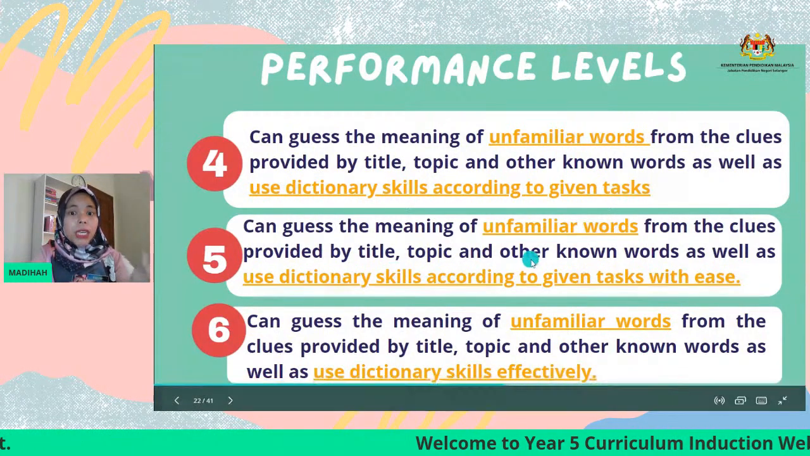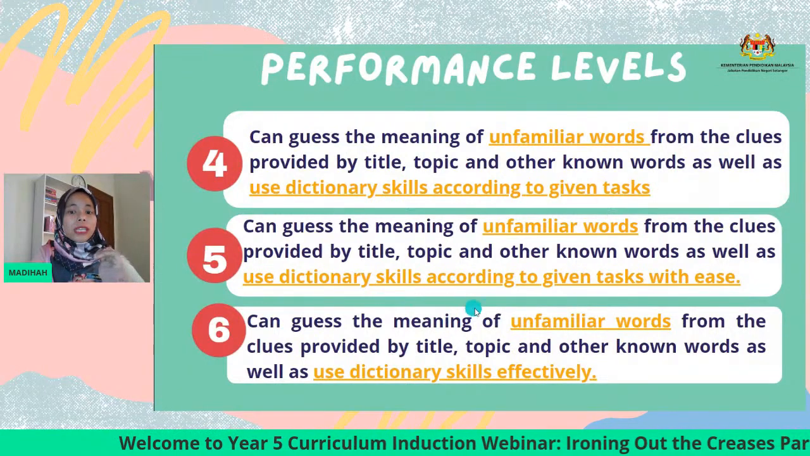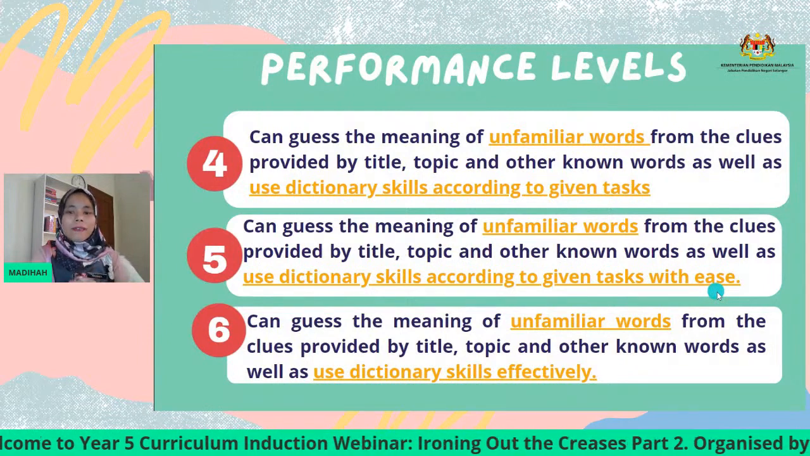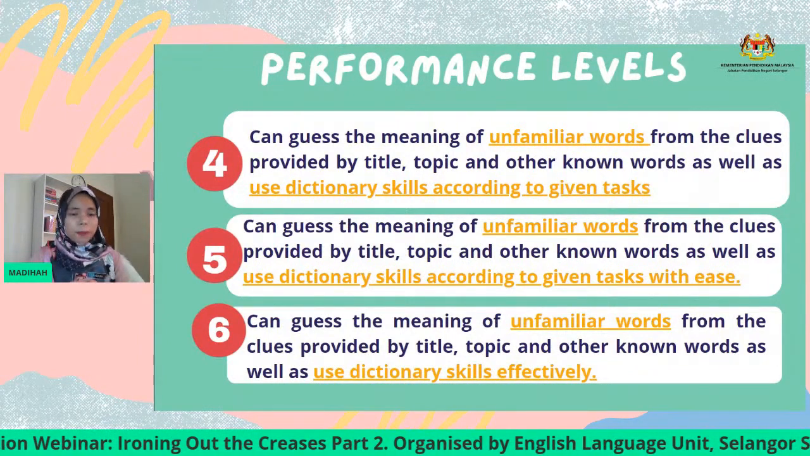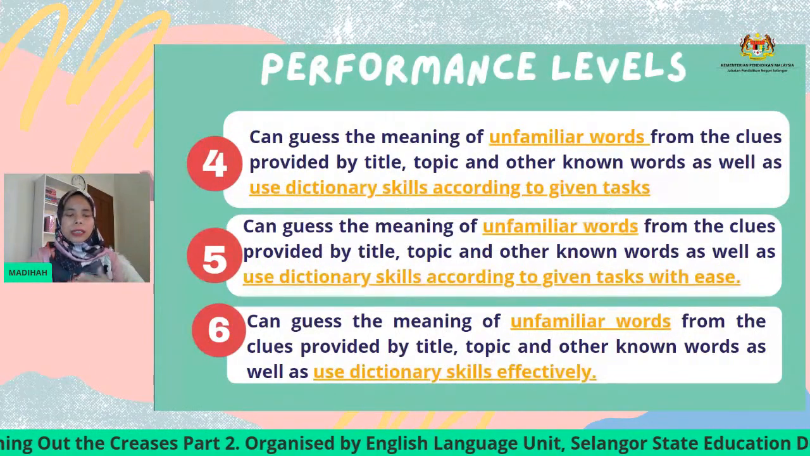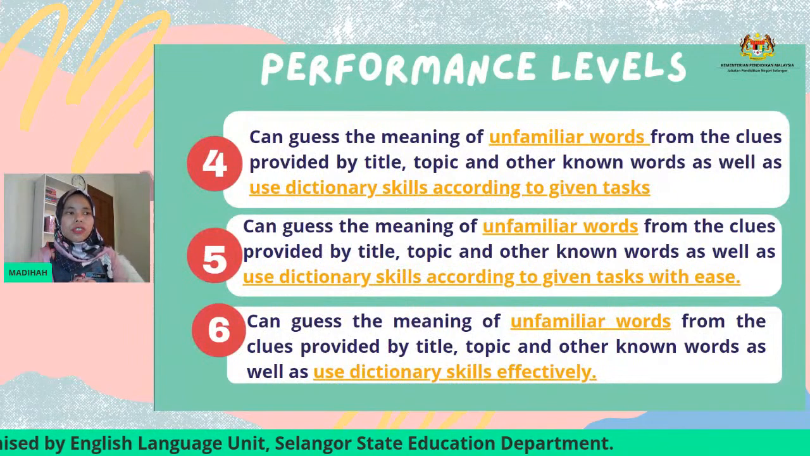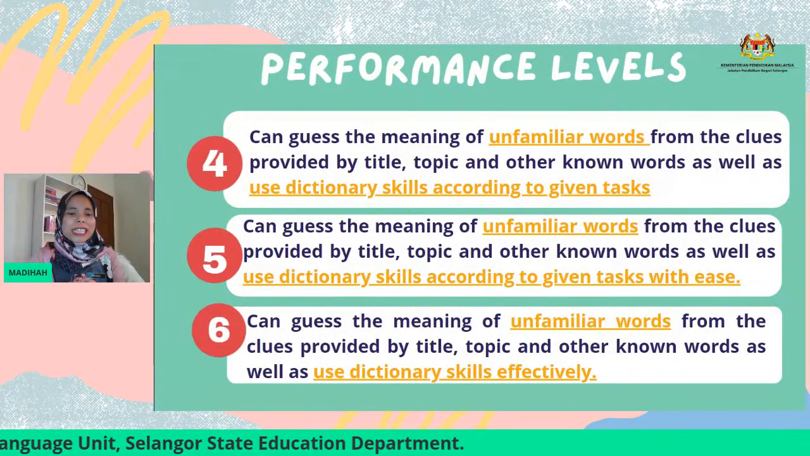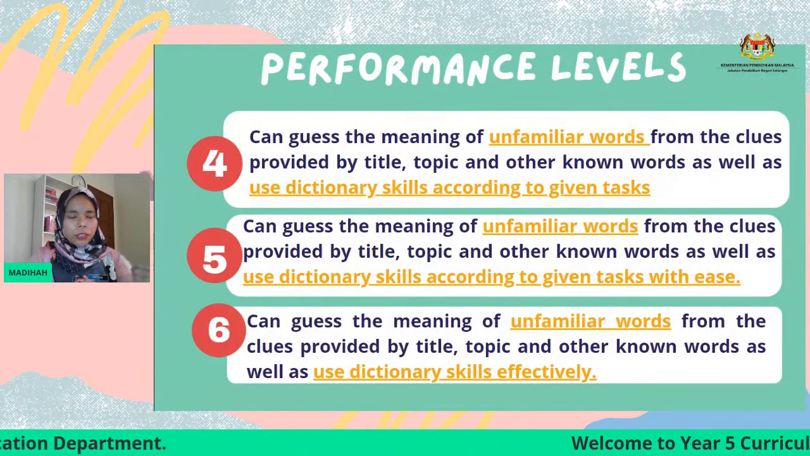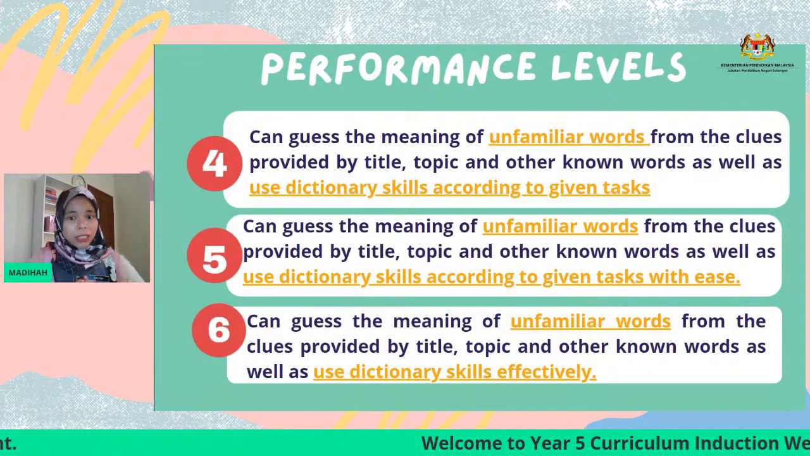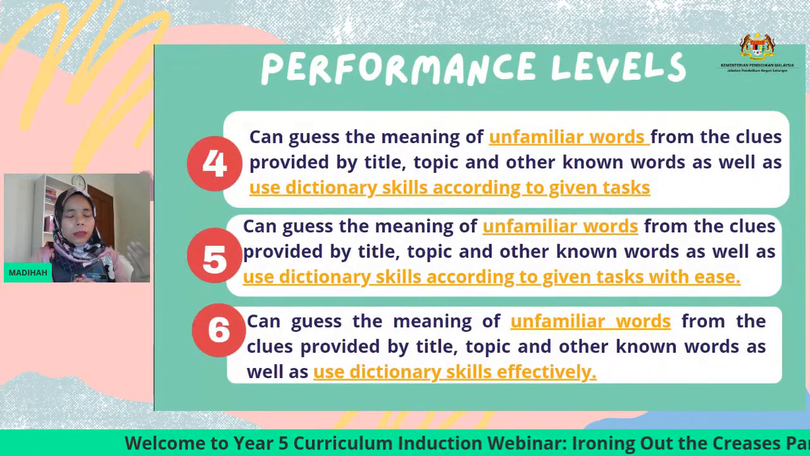The difference would be the students can use the dictionary skills to the given task with ease, which means we can see that they are comfortable with the dictionary, be it using their devices or the dictionary book. So we can see that the students, probably those who actually can guess it or give you the answers first as compared to the other friends, we can provide them with TP5.